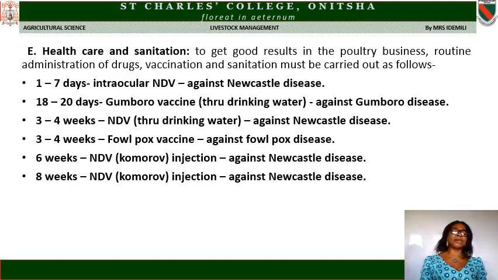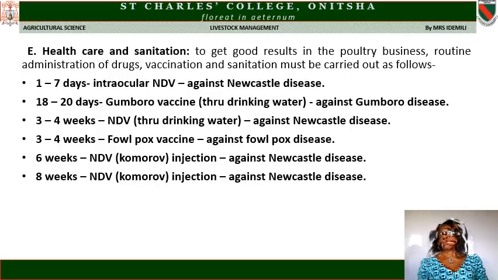Another vaccine is given at 6 weeks. This one is a repeat of the Newcastle disease. That is why it is called the NDV. That is the Newcastle disease vaccine. It is given in form of injection. Then at 8 weeks, another injection against Newcastle disease is given.